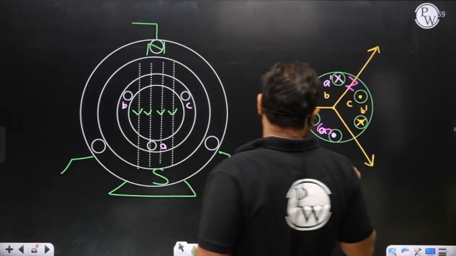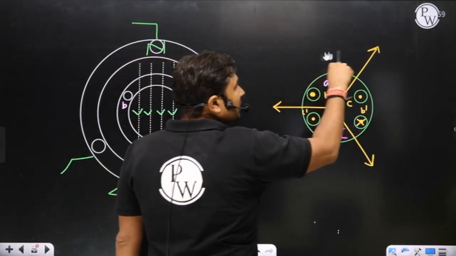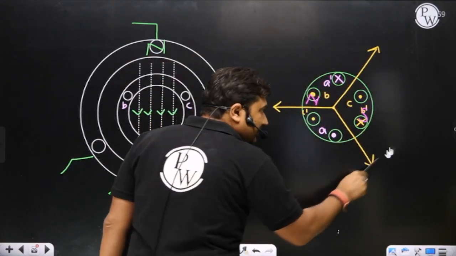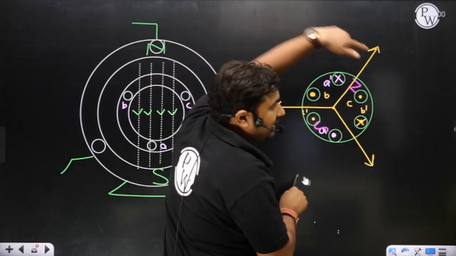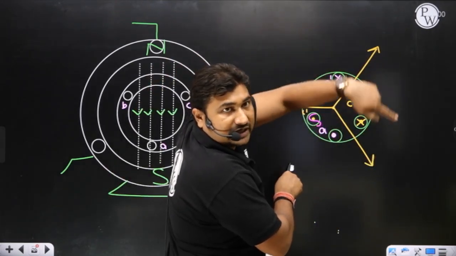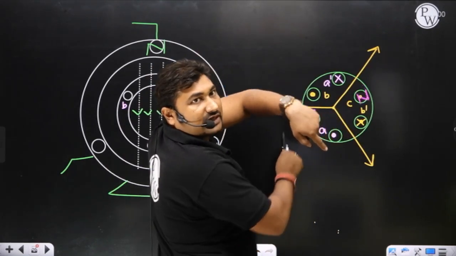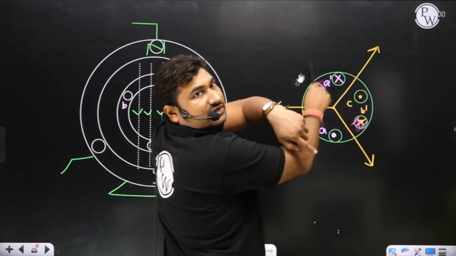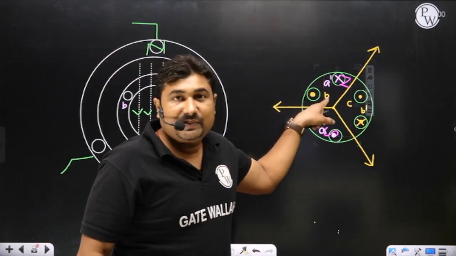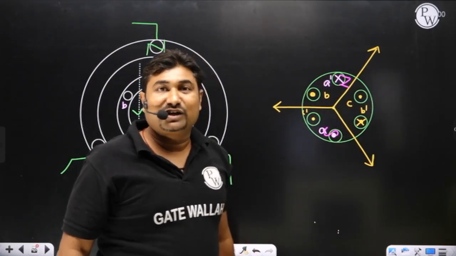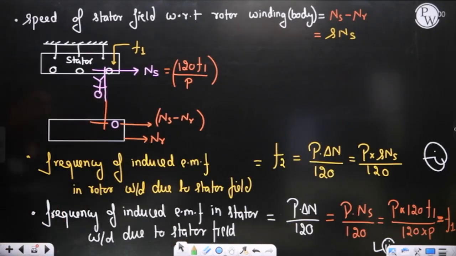After 120 degree, when C phase is maximum, north and south are here. So the rotor field is also rotating with respect to rotor structure. Rotor structure itself rotates, and with respect to rotor structure, there will be a field which is rotating. What is the speed of this field? It depends upon the frequency of current in the rotor winding. What is the frequency of current in the rotor winding?